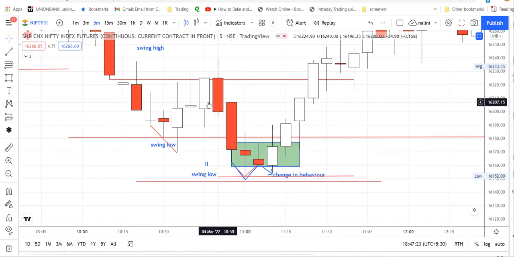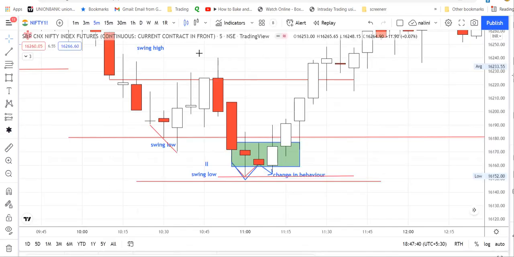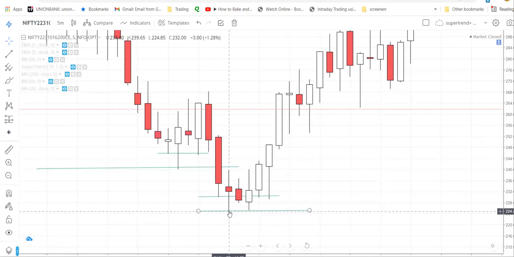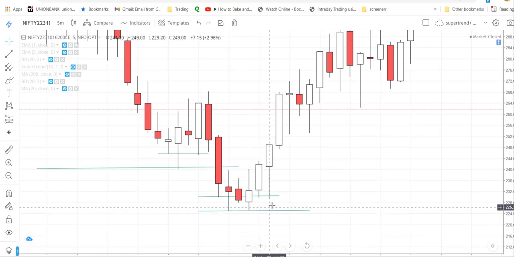16,200 call option. I'll go to this and I'll show this. The same behavior you can notice over here in the 16,200 call option. At the same time, I'll come back to this, same time, it is 11:05 and 11:10. I'll come back to the call option, same time, 11 o'clock, lower low, 11:05 and 11:10. So you could have entered.